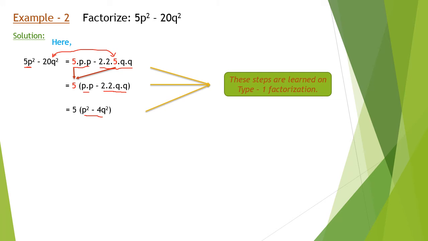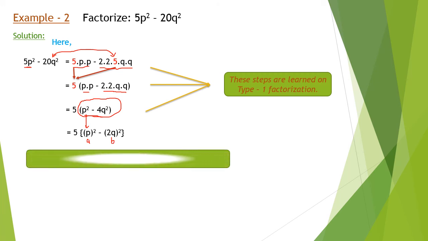Now what is type 1 factorization? If you are confused, then you can go back to that video and learn, then revisit this video. Now we can write our next step as 5. We have to express this algebraic expression as a difference of squares. Now 4 is the square of 2, isn't it? So instead of 4, it's written (2q) whole square. Now we can easily guess a is p and b is 2q.